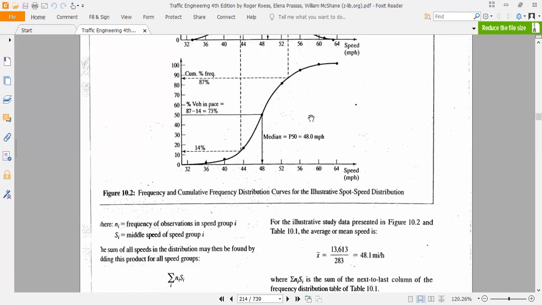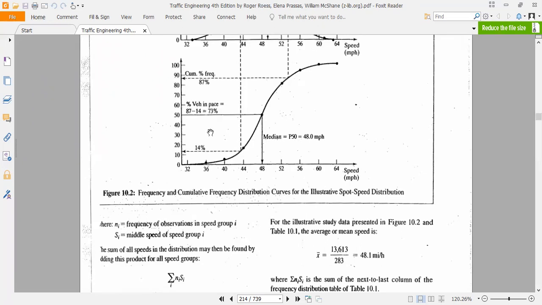Similarly, you can also find the median from this cumulative frequency curve, since we already described the median as that value of speed which divides the curve into two halves. That is, 48 mile per hour is that speed below which 50% of the vehicles have lower speed and 50% of the vehicles have higher speed.